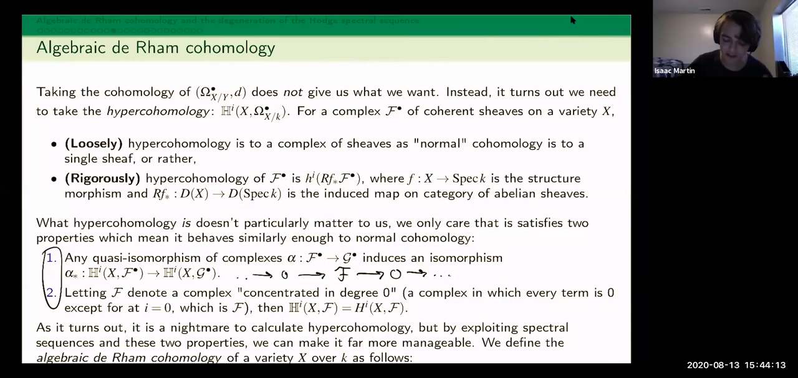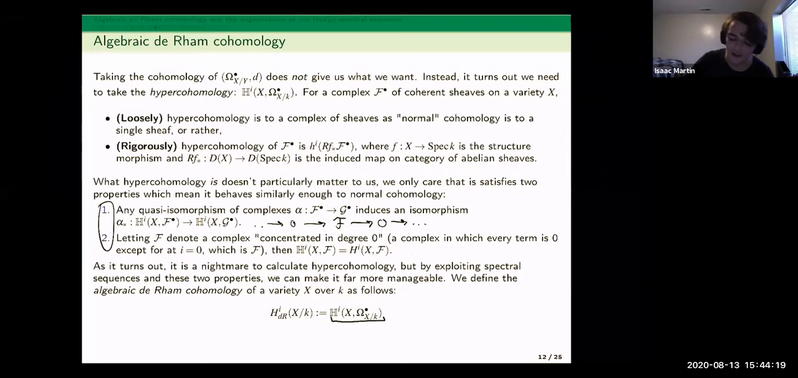So the main essential part of this slide is just these two properties that I was talking about. If we take the hypercohomology of a complex, it satisfies these two things. If we have a quasi-isomorphism of complexes, then the hypercohomology of those complexes is the same. That's property 1. The second property is that if F is a sheaf and we take the complex concentrated in degree 0, that's this complex right here, with zeros everywhere except for the degree 0 term, which is F, we want the hypercohomology of that to just be the normal sheaf cohomology.